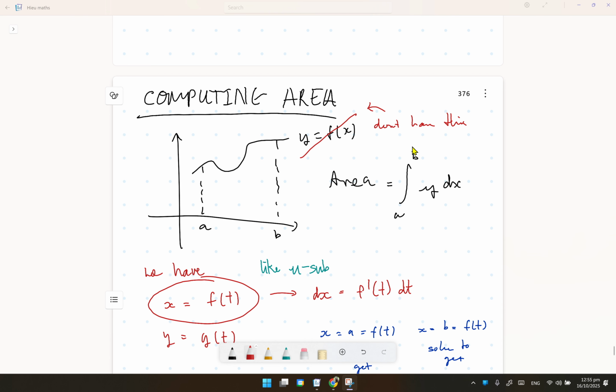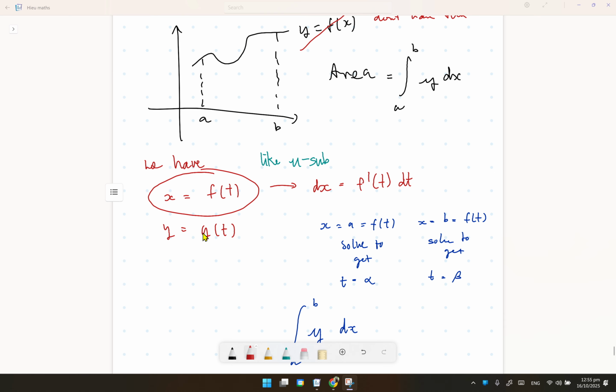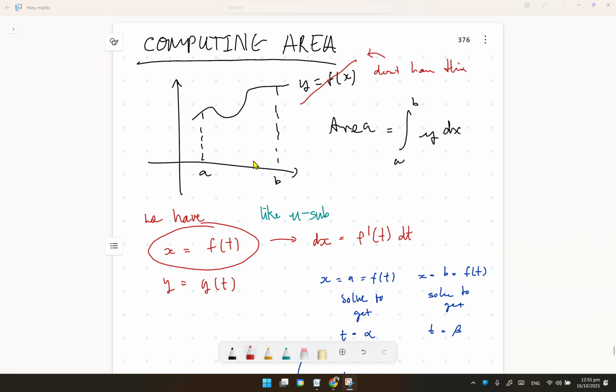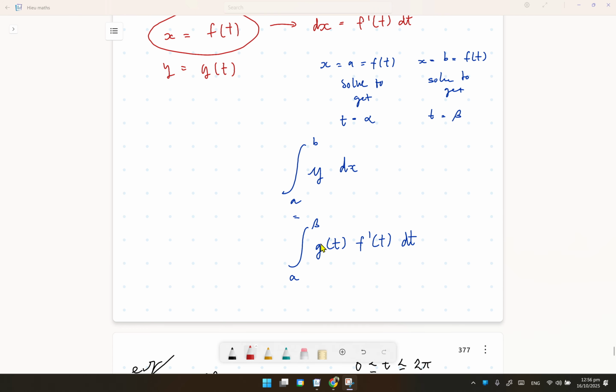Well, this is the same kind of thing. We have x equals f(t) and y equals g(t). All we have to do is sub stuff back in here. For example, for dx, we can just differentiate this equation: dx equals f dash t dt. Then we can put this where dx was, and we can put g(t) where y was, so g(t) f dash t dt.